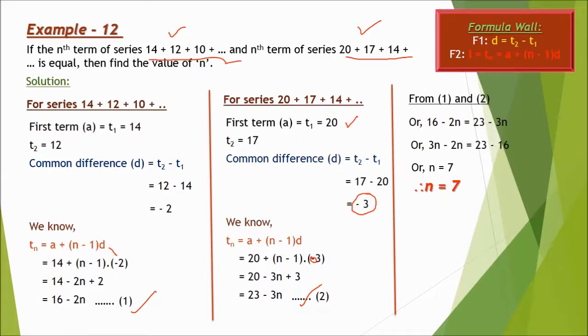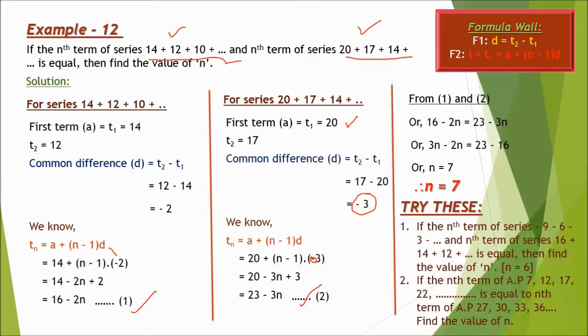What we have to do is find the general term of the first series and the general term of the second series, and as according to the question they are equal, we equate them and we can easily find the value of n. Now there are two questions for you. You can try these questions and do them in exactly the same way. Now let's move forward.